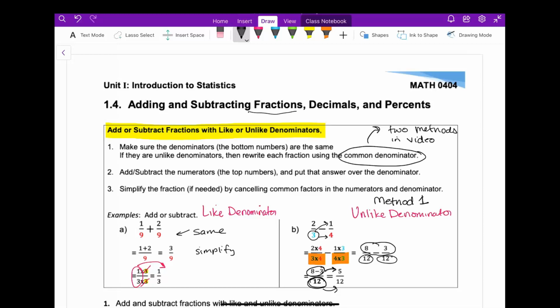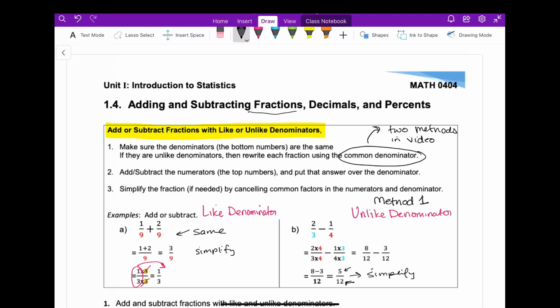Let's look to simplify if needed. So we want to ask if we can simplify anything. I start comparing the 5 and the 12 to see if they have anything in common. Do they have a 2 in common? They do not. What about a 3? Do they have a 3 in common? Can I do 3 times something is 5?